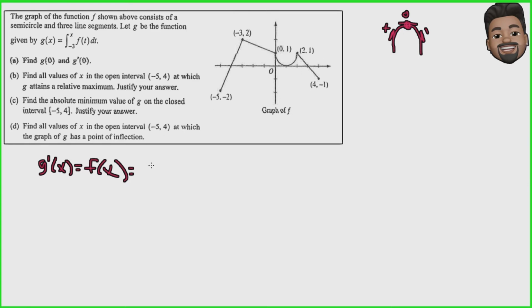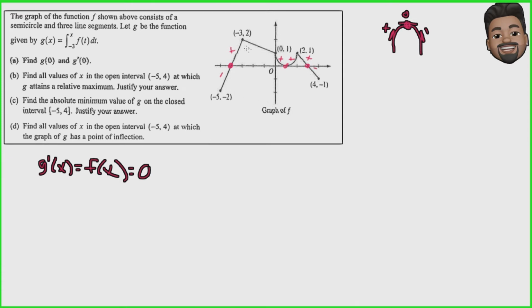So if I go over here, I'm looking for when it's 0. It's going to be 0 here, here, and here, right? Because if you look at what I wrote down below, g prime of x is f of x. So we're looking for, in this case, the y values of f to be 0. Now we need to look at when it changes signs. This goes from negative to positive, this goes from positive to positive, and this goes from positive to negative.